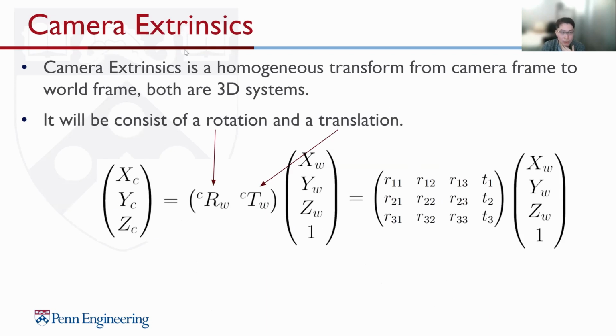The camera extrinsics is a homogeneous transformation between the camera frame and the world frame. It's just a rotation and a translation.